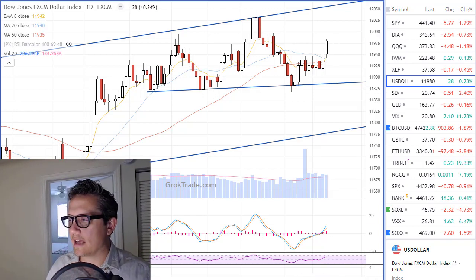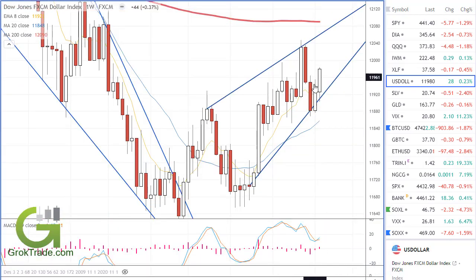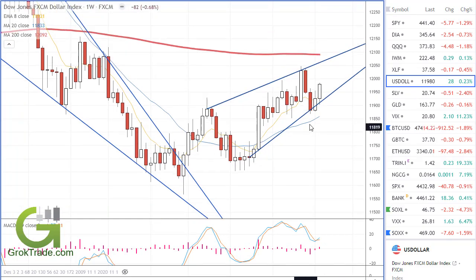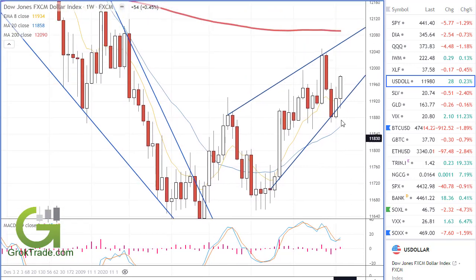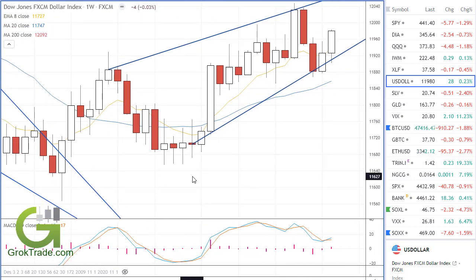What I want to look at is the weekly chart, and sure enough, as we expected, we bounced here, and I said look for more upside on the US dollar, and sure enough, we had a big move to the upside, just a big move to the upside on the US dollar on the weekly chart. It's going higher.